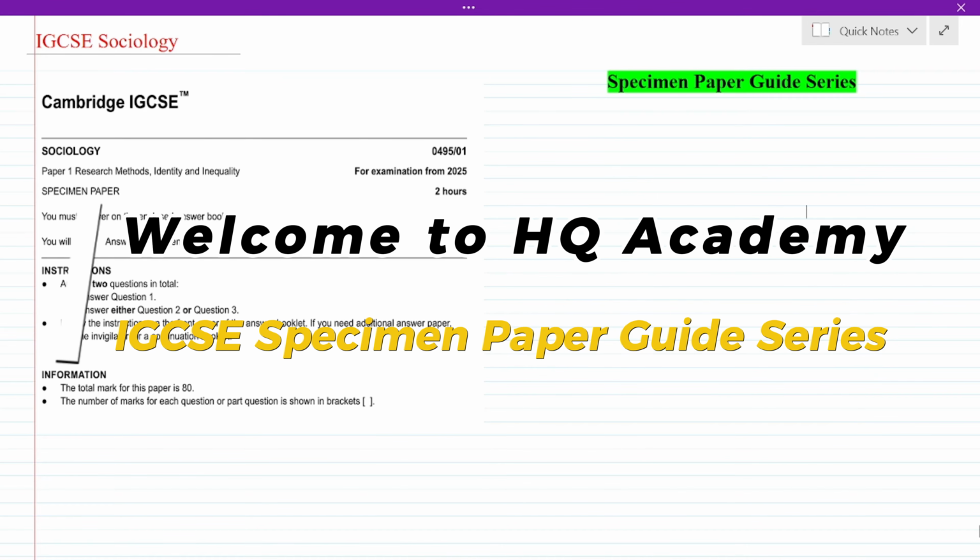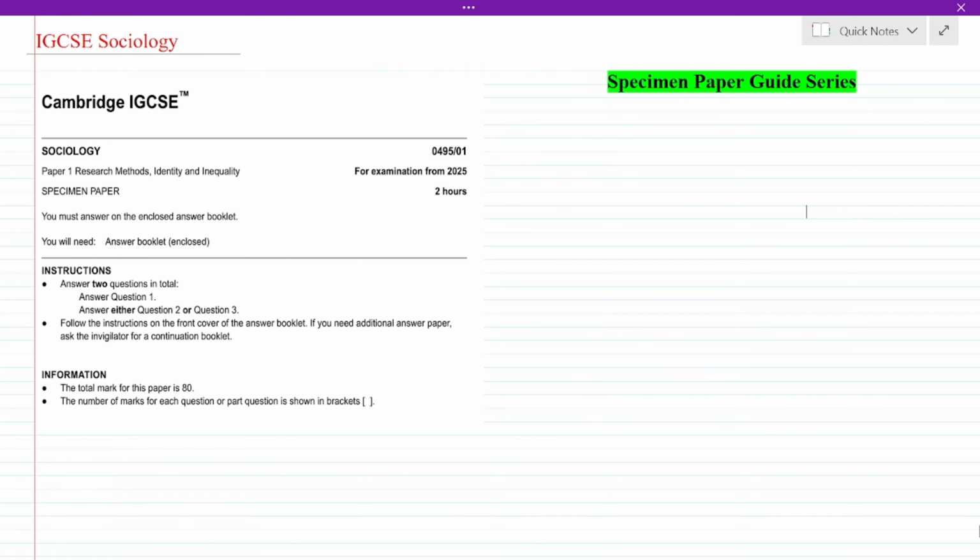Welcome to IGCSE Sociology Specimen Guide series. In this series, we will talk about both sociology papers, paper number 1 and paper number 2. As you know, Cambridge has made some changes to the content and to the paper pattern. So let's understand paper number 1.